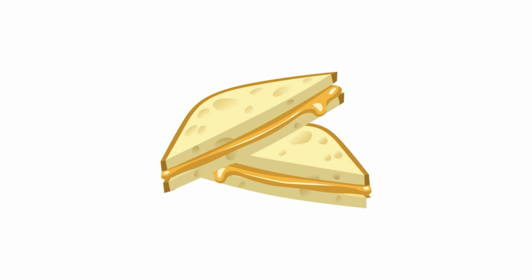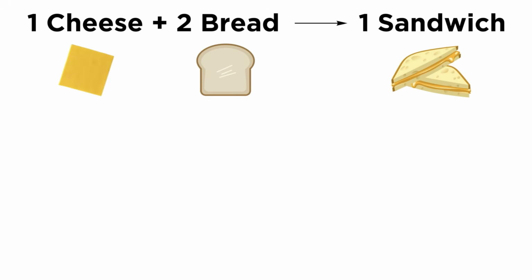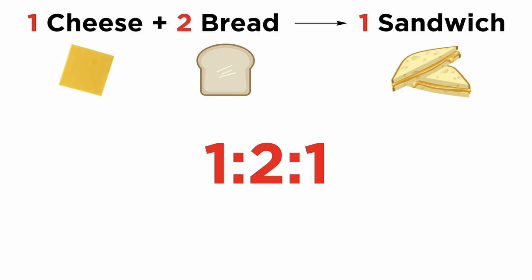Let's illustrate this concept with a simple analogy. Say we are making cheese sandwiches for a family lunch, and we make them according to the following reaction, so to speak. 1 slice of cheese plus 2 slices of bread will make 1 cheese sandwich. So the stoichiometric coefficients of this reaction will be 1 to 2 to 1.